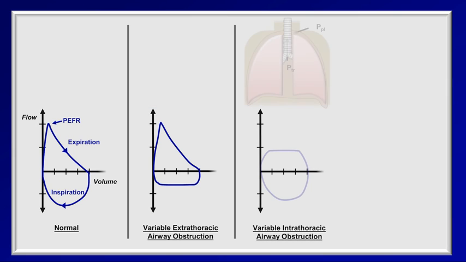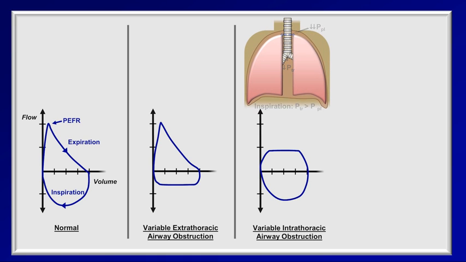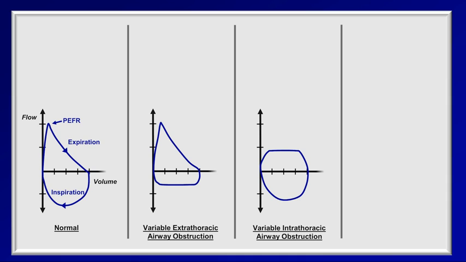In a variable intrathoracic obstruction, during forced expiration, the intrapleural pressure is higher than intratracheal pressure, so the intrathoracic upper airway collapses during that phase of respiration, limiting airflow. Inspiration is normal. And as you might imagine, if airway obstruction was fixed throughout the respiratory cycle, maximum airflow would be blunted during both expiration and inspiration.